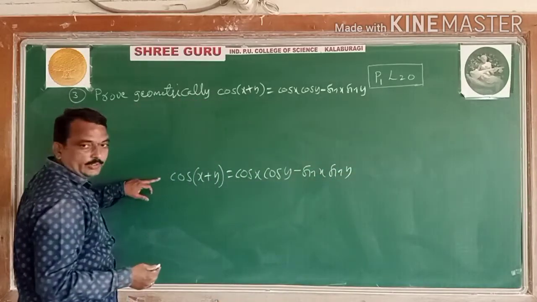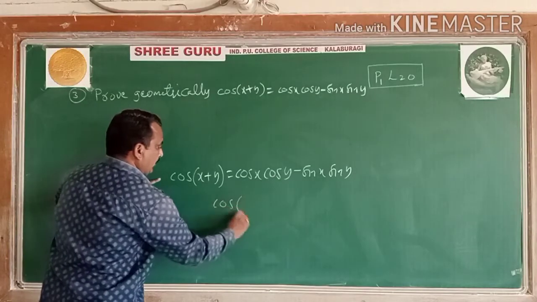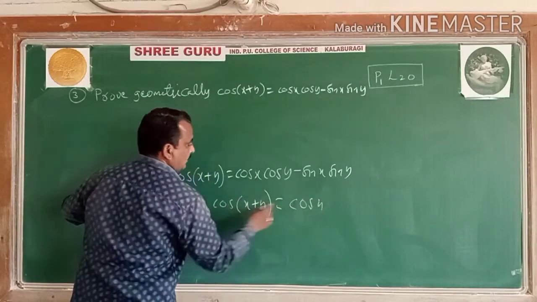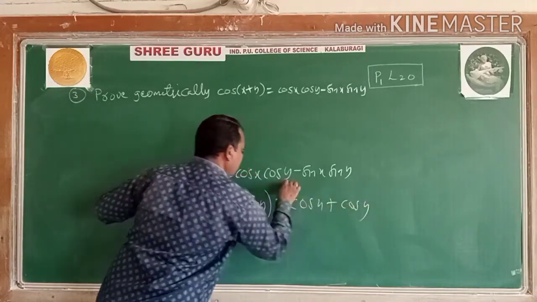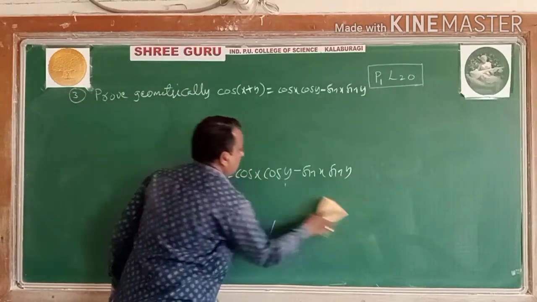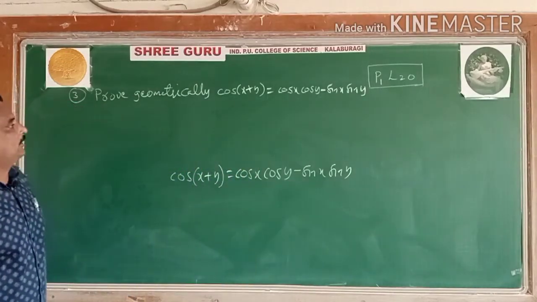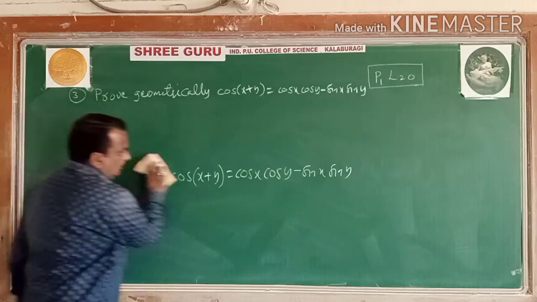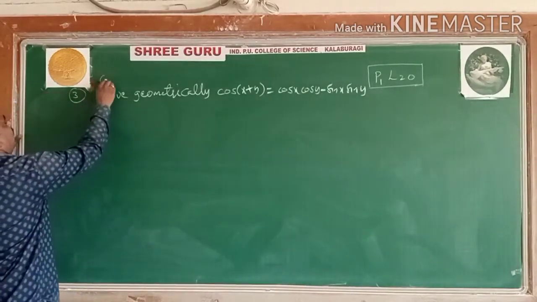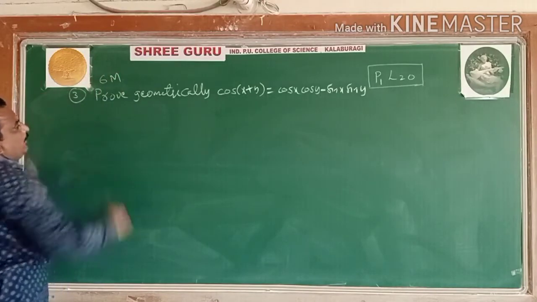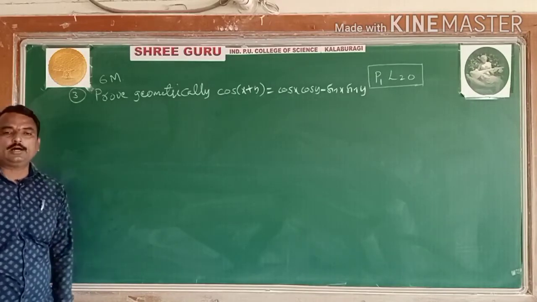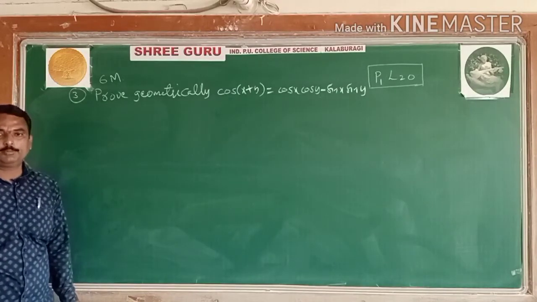Not like that, students. Cos is not distributed inside the bracket. Not like cos x plus cos y. We have to prove it in terms of both x and y: cos x into cos y minus sin x into sin y. This is an important result from the point of view of examination. A 6 marks question, very important; many times this result is asked in the examination.